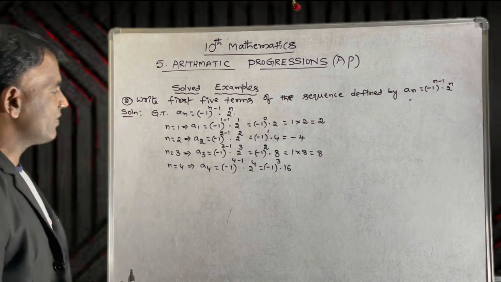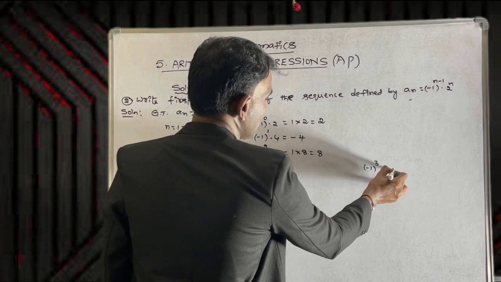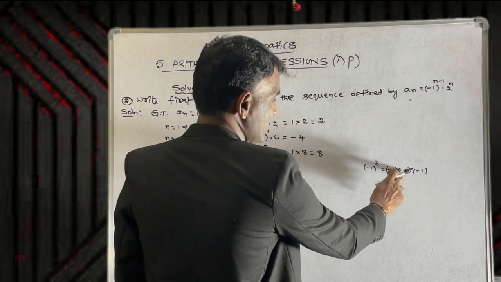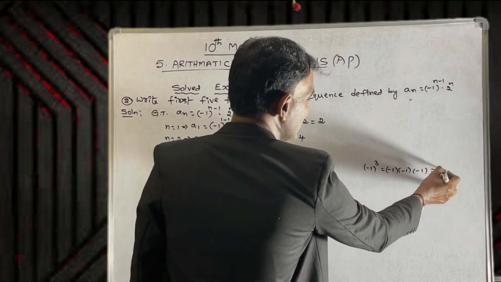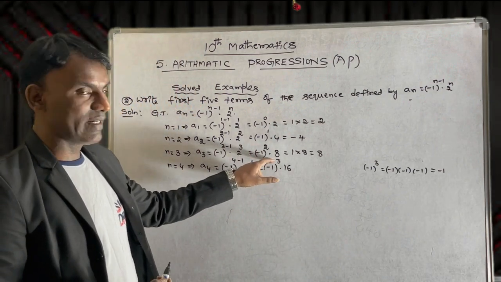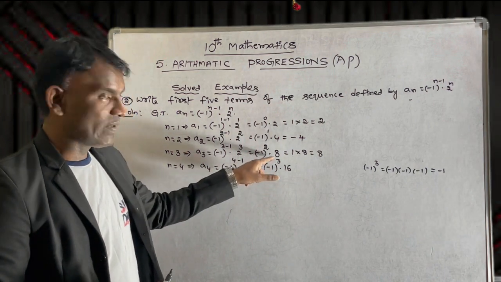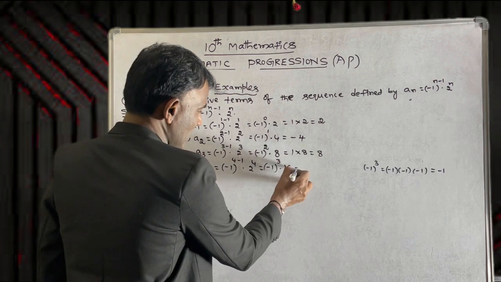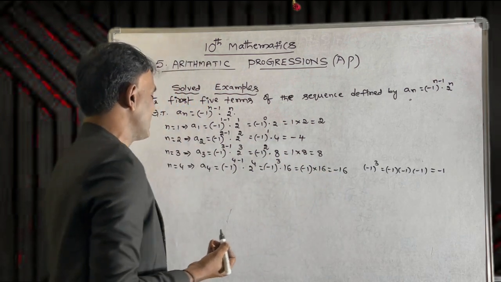But what is the value of (-1)^3? So (-1)^3 can be written as -1 into -1 into -1. Minus into minus is plus, plus into minus is minus. 1 into 1 can be written as 1. See, (-1) to an odd power gives us -1, and (-1) to an even power gives us +1. So here it is -1 into 16, which can be written as -16.